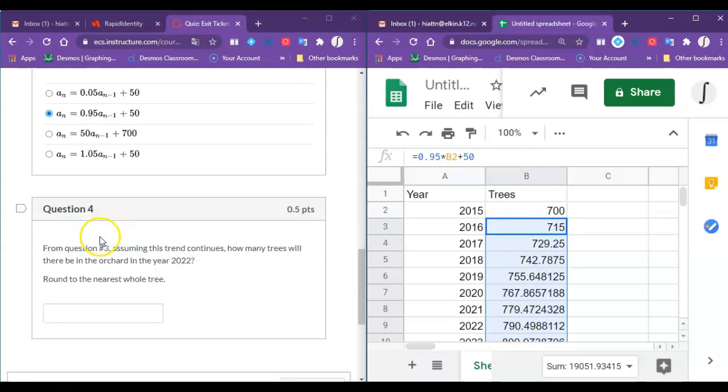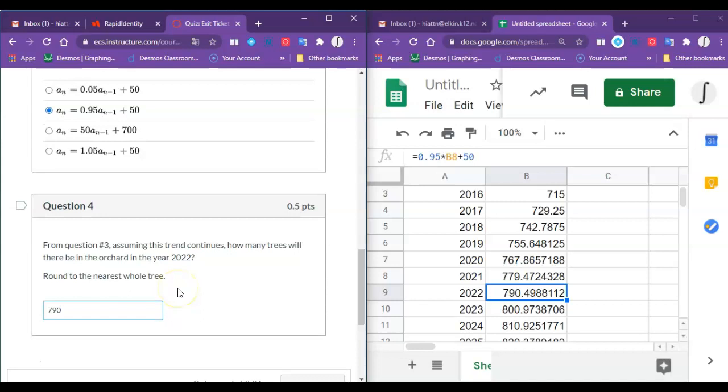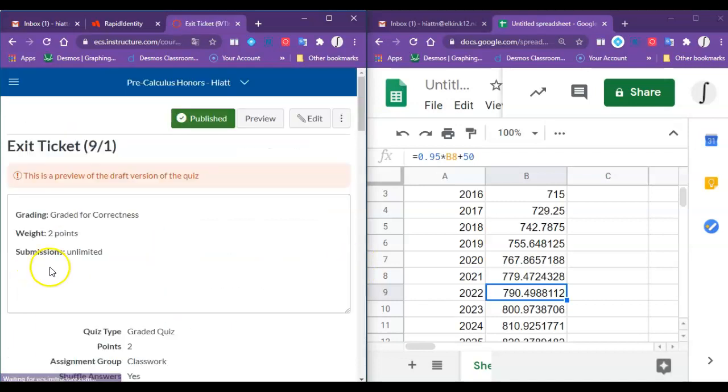And our question for this one says, how many trees will there be in the orchard in the year 2022? So if we go right here at 2022, I've got 790.4988. And so it tells us to round to the nearest whole tree. So 0.4 means we round down. So we would have 790 trees. Now I'm going to submit the quiz to make sure that I did get them all right.